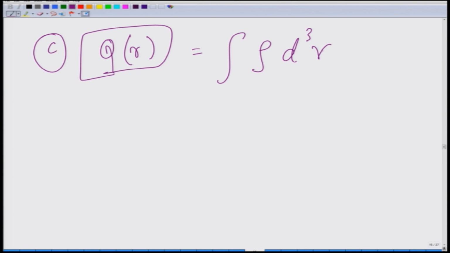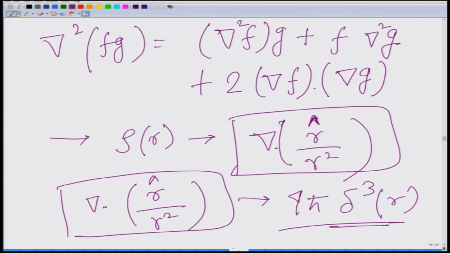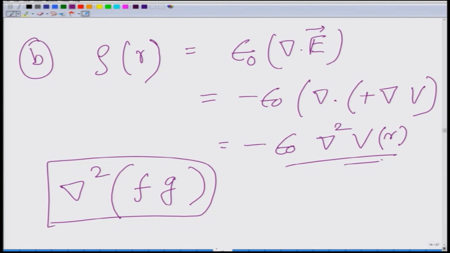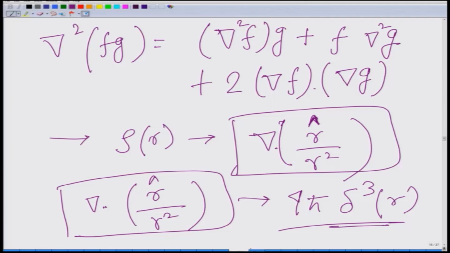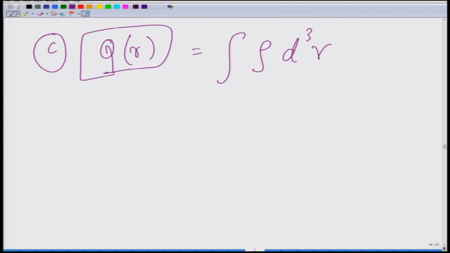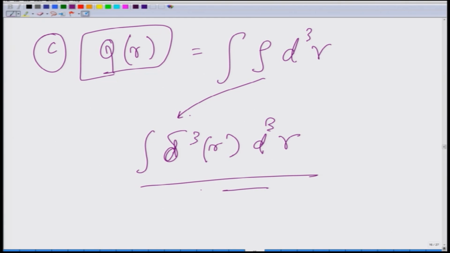You have already found out the rho from B. Now, use that rho to find out the total charge. Here you may encounter a delta function integral, and you know the result. This is 1. So, use it and find out the total charge. So, this solves question number 3.